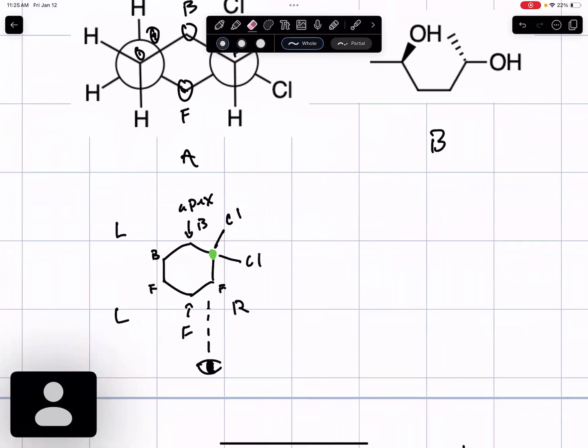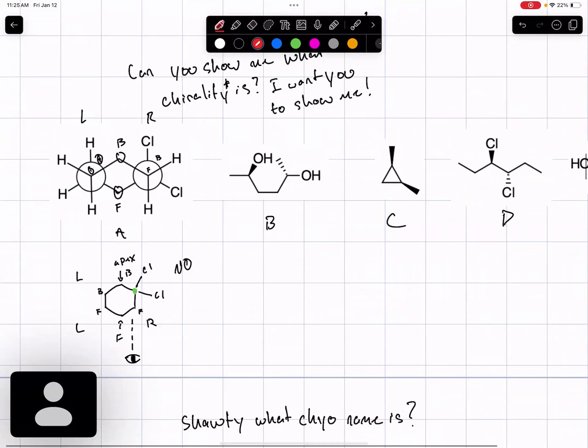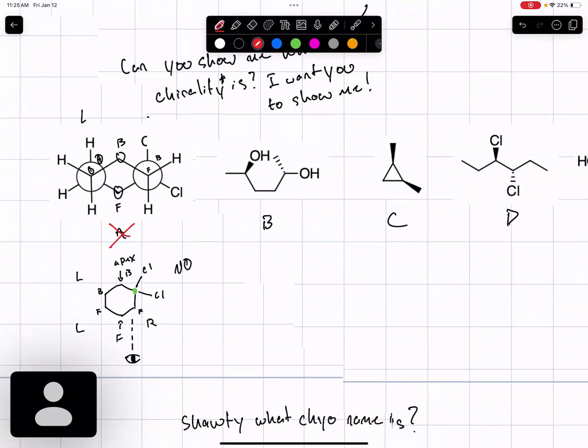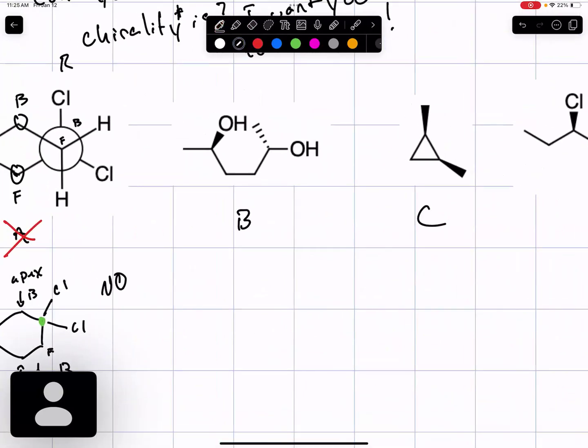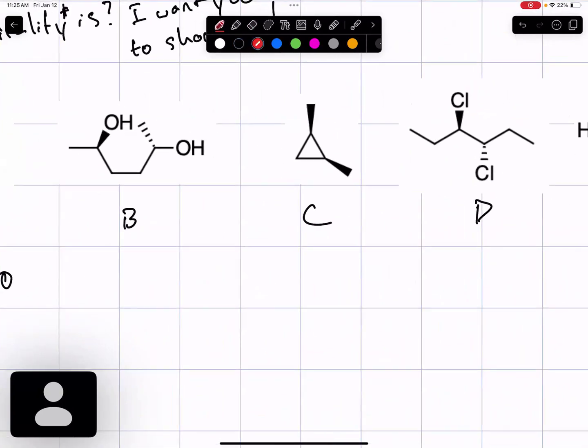So is this a chiral molecule? Is this carbon in green a stereocenter? No. So we can immediately eliminate answer A. Okay. How about, let's start with answer C first.